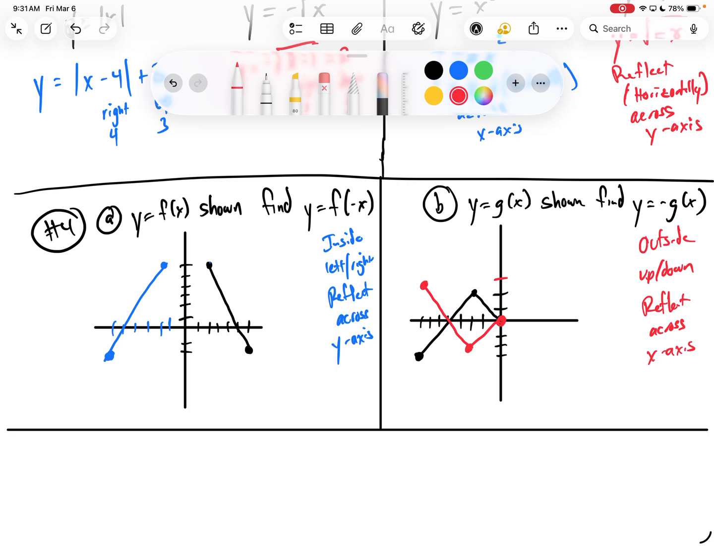So all you got to know is left and right and up and down. On this one, I'm flipping it up and down because it's on the outside. This point is 2 above, so I just stay on the line and go 2 below. This point is 3 below, so I go 3 above. And that's going to automatically just flip it.